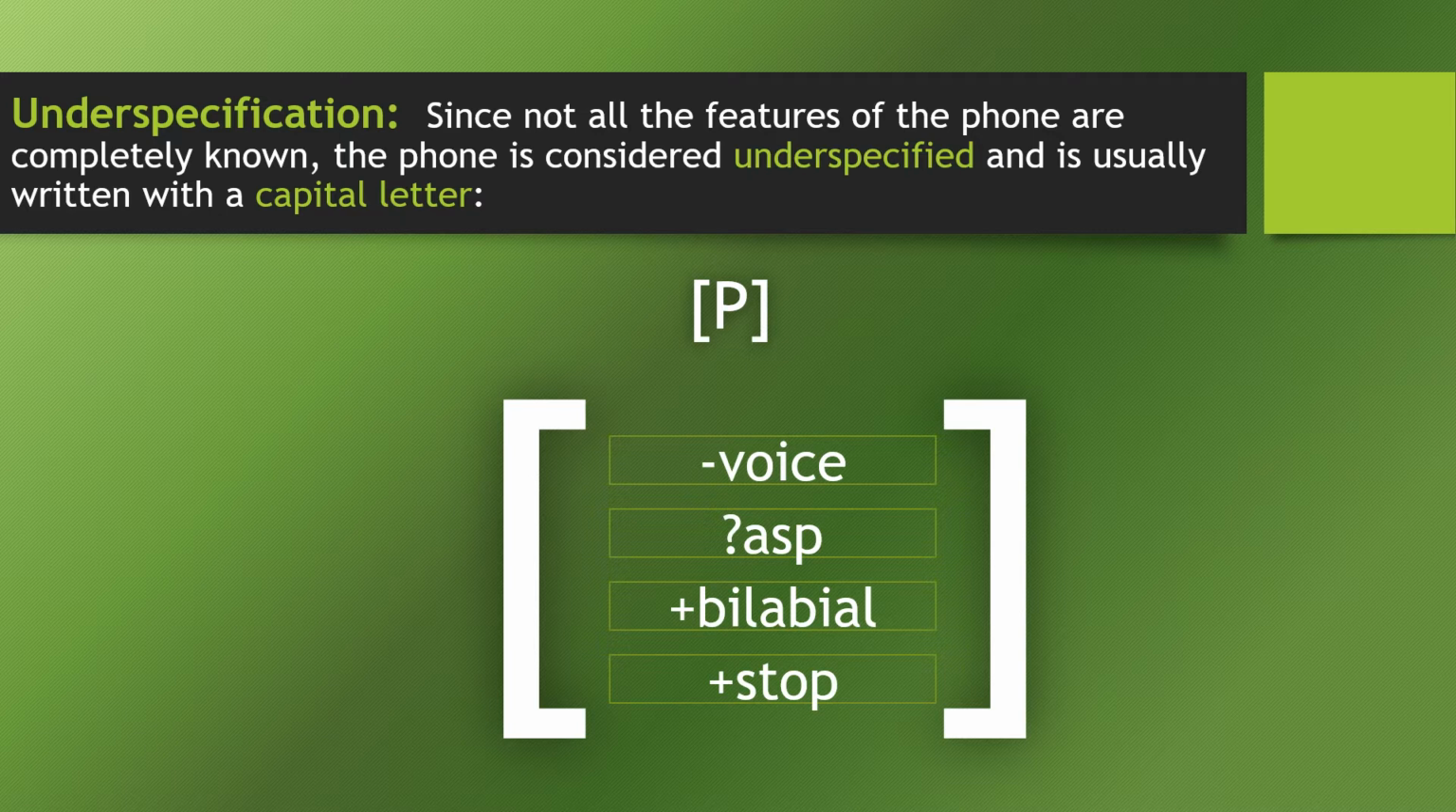If it's at the end, it's unreleased, like for example the word stop. So there are differences between the three. We do not really know whether it's aspirated, unaspirated, or unreleased. If that's the case, it is called underspecification.